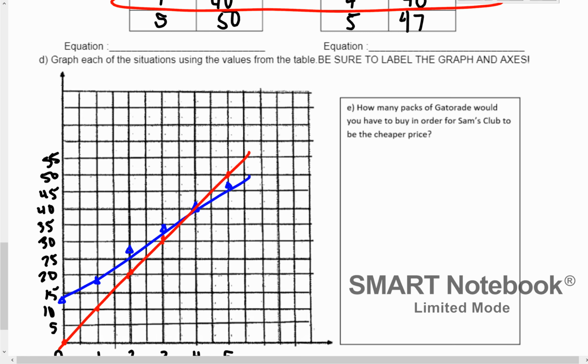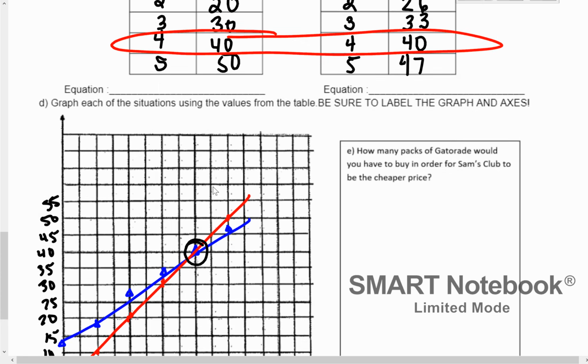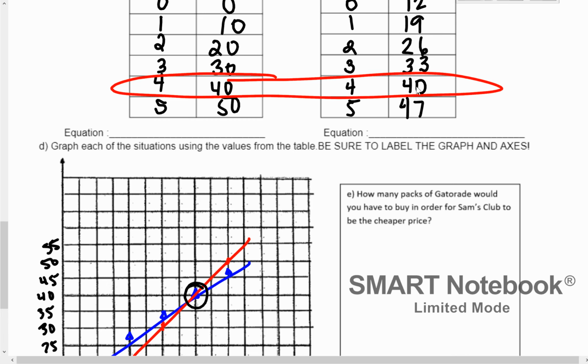And you're going to see that King Soopers starts off being less expensive, but the more packs that you need to buy, Sam's Club starts to be less expensive. There's a turning point right here in which they're the exact same price. You can see that on your graph. I also showed you how you could see that on your table.